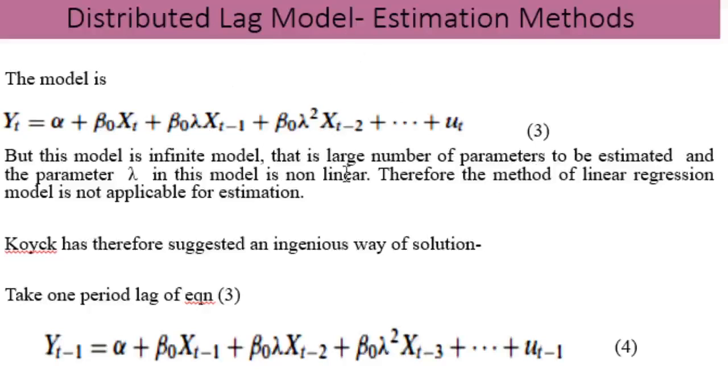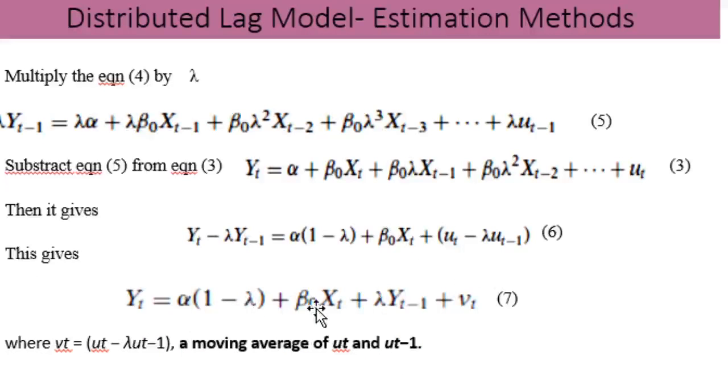Then since it is highly non-linear, Euler's method cannot be applied in this case. Therefore, he suggested an ingenious method for solution. The first step, take the lag. Second step, pre-multiply by lambda. Then subtract that equation from the third equation. Then we will get the Koyck transformed model, that is yt equal to alpha into 1 minus lambda plus beta 0 xt plus lambda yt minus 1 plus vt, where vt equal to ut minus lambda ut minus 1 is the moving average of the error terms.